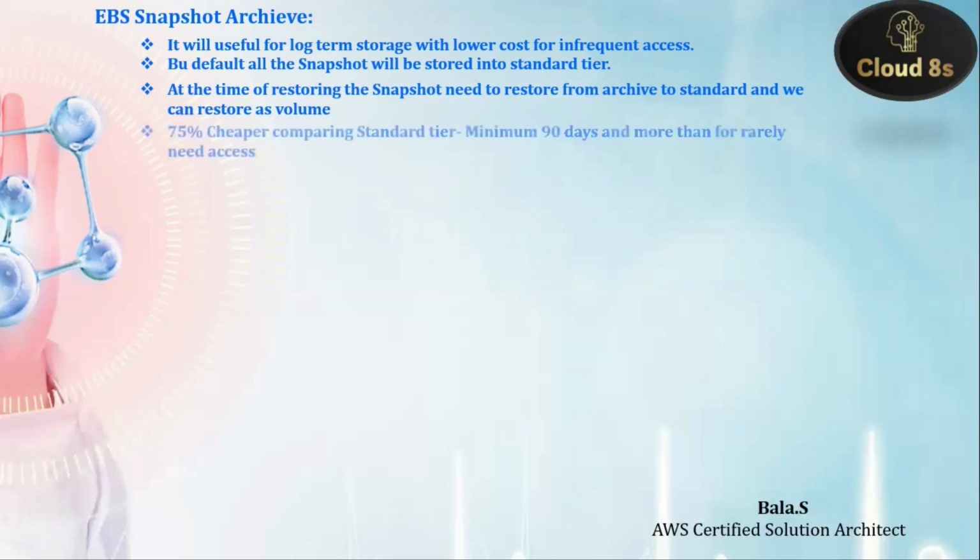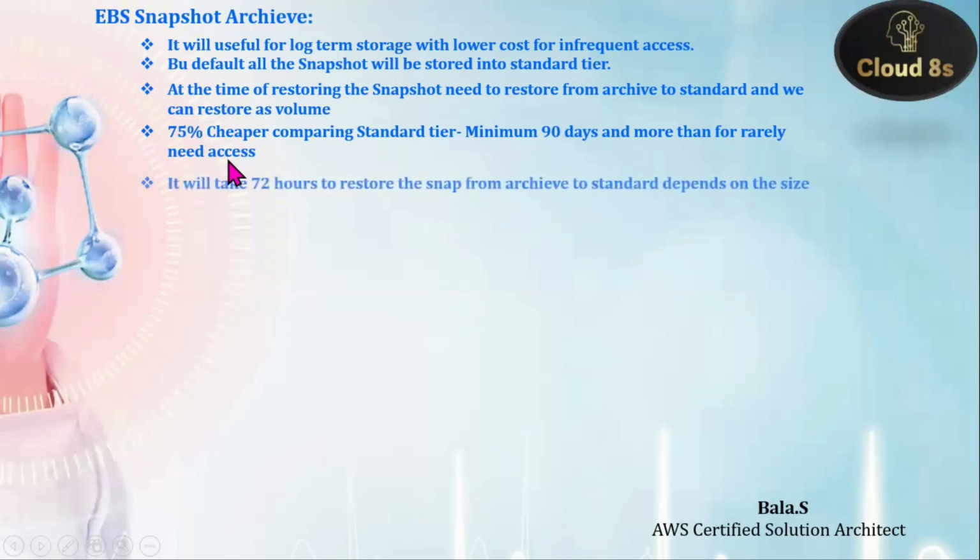Along with that, AWS considers this cost to be around 75% cheaper compared to the standard tier. One more limitation, as I explained, is that this is helpful for infrequent access. We need to maintain the data for a minimum of 90 days, and more than that also. The data should be infrequently, rarely accessed data. That is the way we need to plan it.